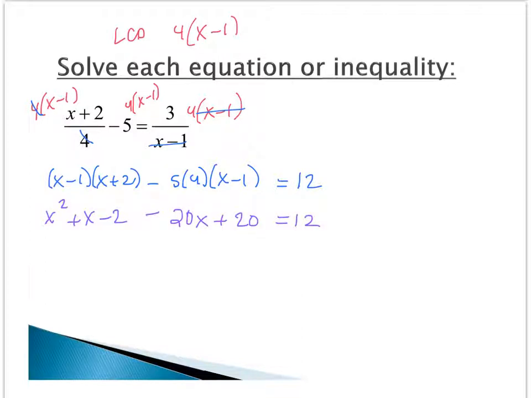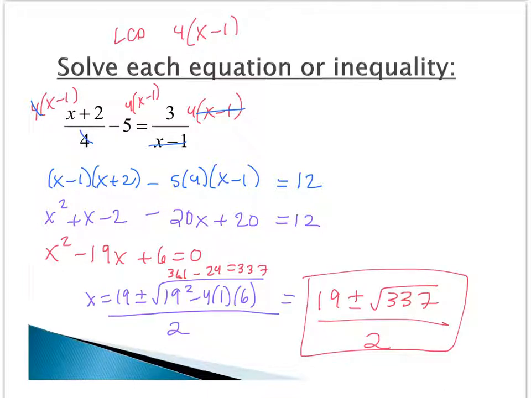After distributing, we get the line that is in purple. From here, because I have an x squared, that means I have a quadratic, so I need to set my equation equal to 0 so that I can factor and solve. Once I get to this point, I have a quadratic, and this is not factorable, so I would then use the quadratic formula. After solving with the quadratic formula, we get the following expression. Things to check for are whether or not the answer we got makes our denominator equal to 0. In this case, the only value that is not allowed is 1. So if 1 would have been a solution, then I would have had to cross it off.